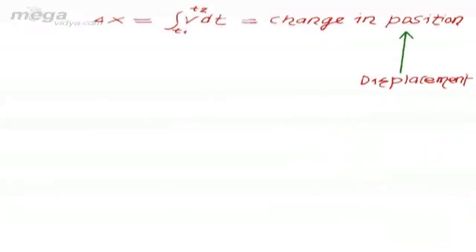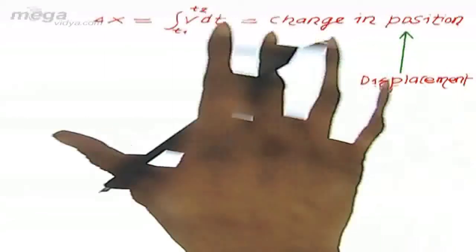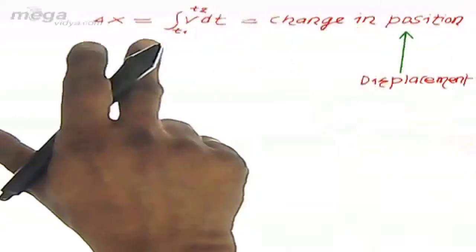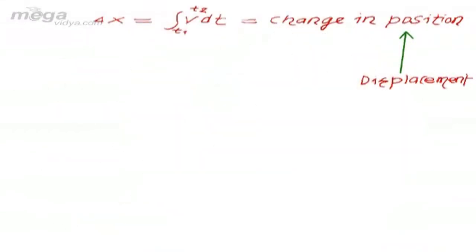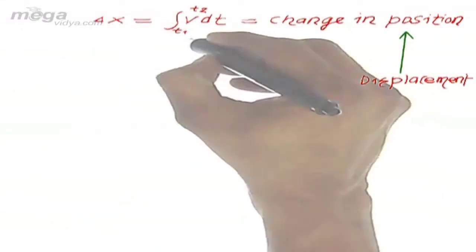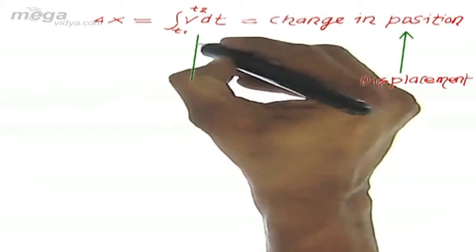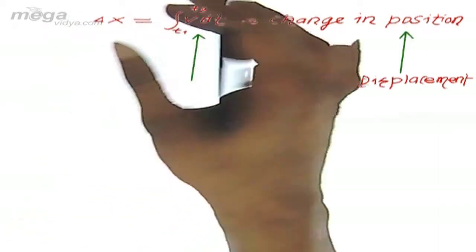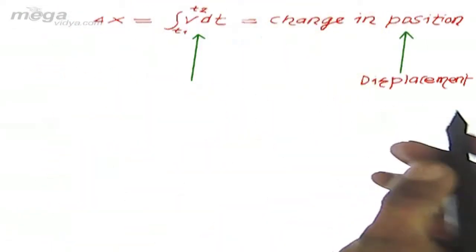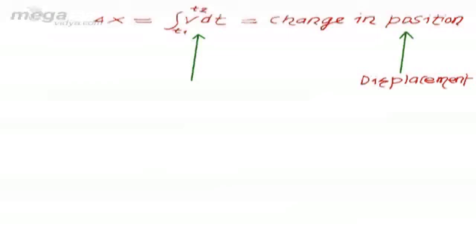Here, displacement, meaning change in position, can be achieved by integrating the velocity function with time. As we know, integration means the process of finding area under the velocity time curve. So we can write here that area under the v-t curve gives us the displacement. Displacement means change in position.